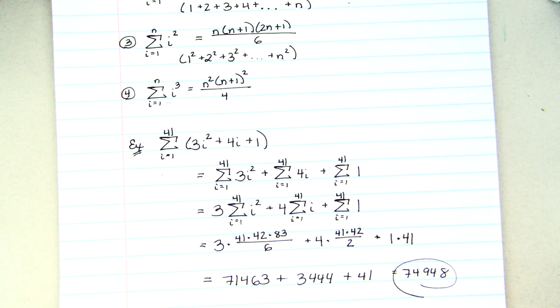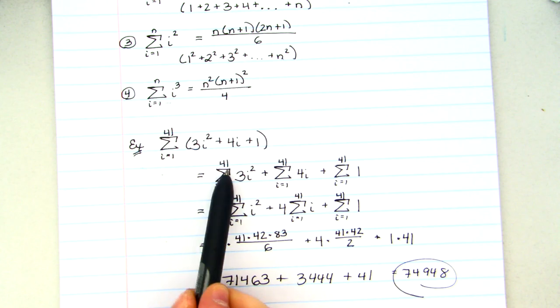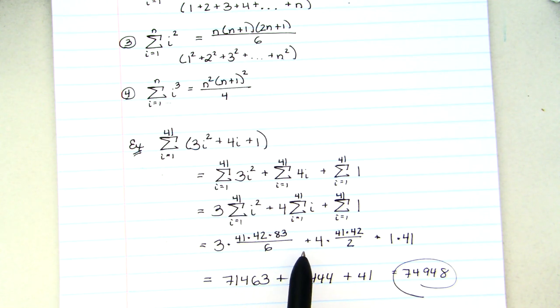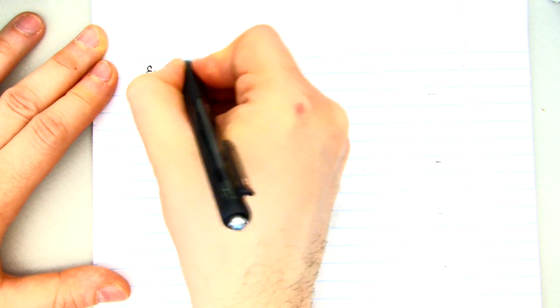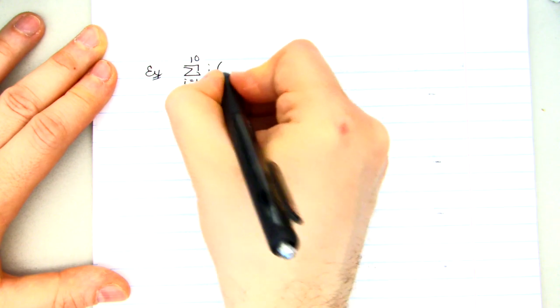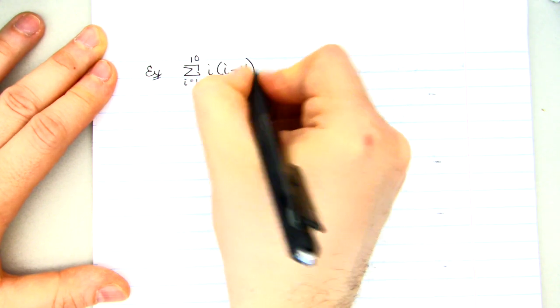I want to do one last problem like this. Am I correct? This is not stuff you dealt with last year. Okay, finally, something new in here. I want to go do the sum as i goes from 1 to 10 of i times (i minus 4) squared.